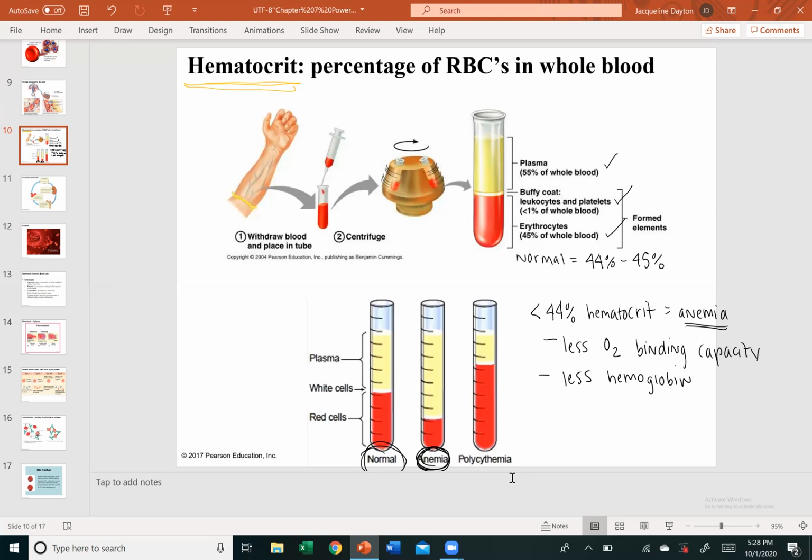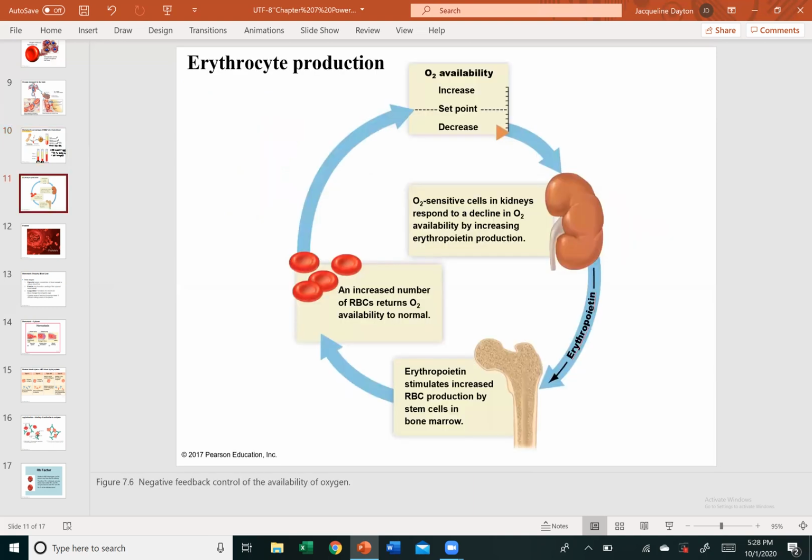So let's say your hematocrit does drop too low, right? You are considered anemic. Your percentage of red blood cells goes below 44. How does your body respond to this? Your body will respond by then stimulating the creation of more red blood cells to bring you back to normal. So let's see how that process is happening. So this is the process of erythrocyte production.